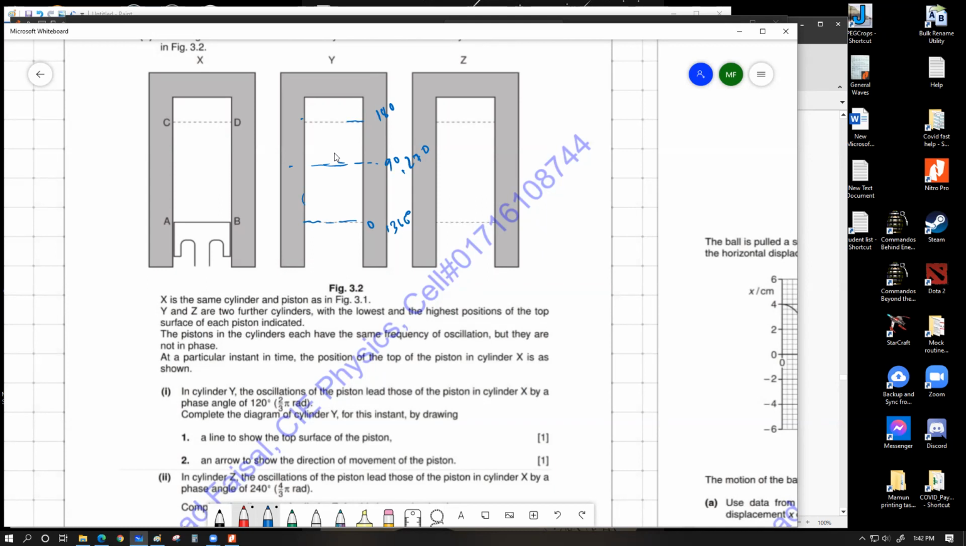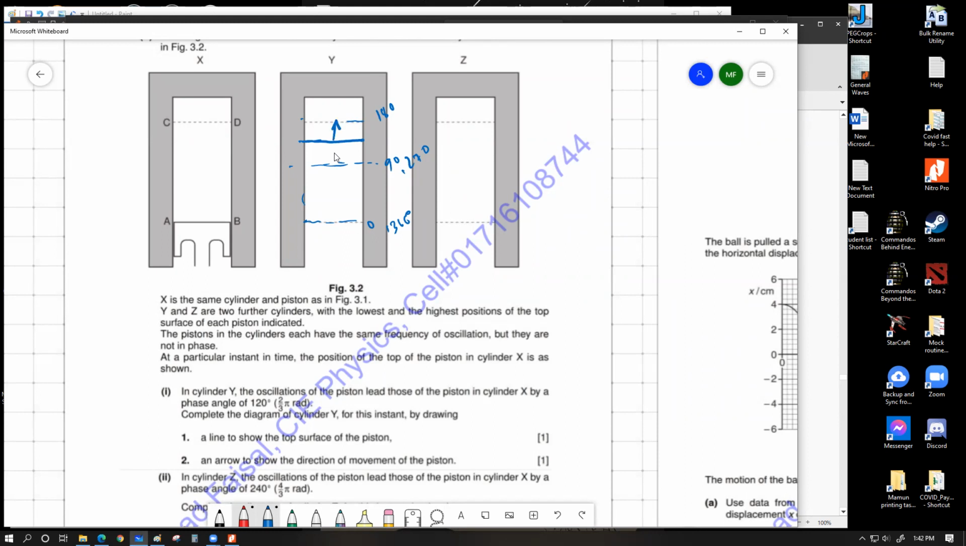Piston Y was in the lowest position 120 degree earlier, which means currently it should be 120 degree forward of piston X position. So 120 degree forward means what? It should be 120 degree far away from the starting position. So this is where piston Y should exist, between the 90 and the 180 degree mark, at the 120 degree mark, and the direction of motion for this instant should be upward, because it is only 120 degree leading. It is not 180 degree leading. If it was 180 degree leading, then it would be perfectly over here, stationary. Because it is 120 degree leading, it means now the motion of this piston should be going upwards.